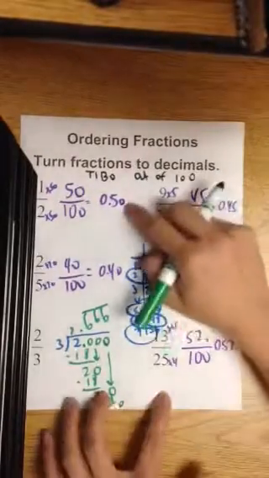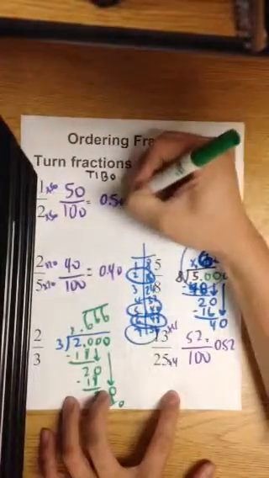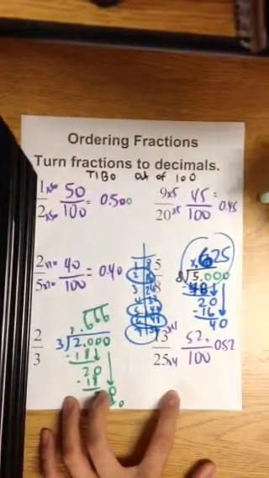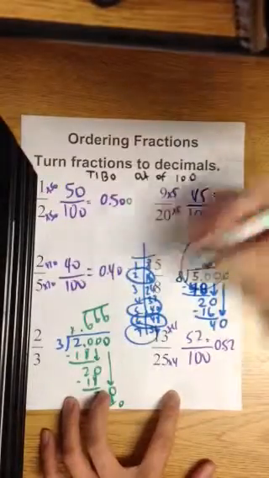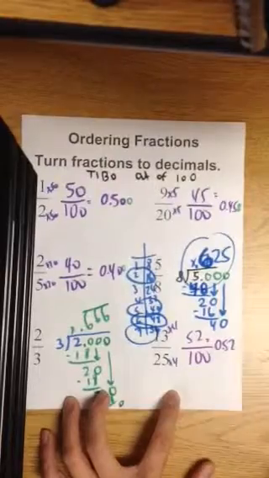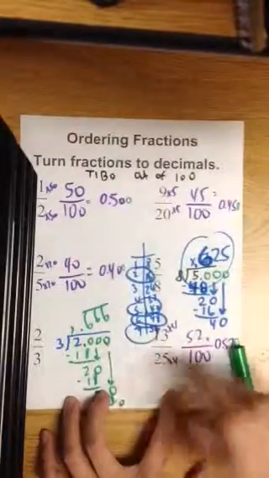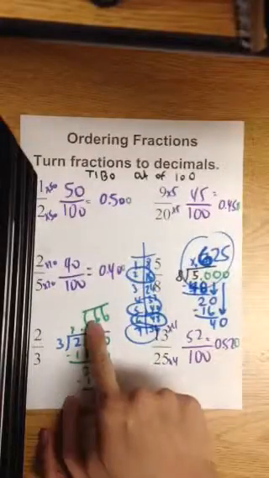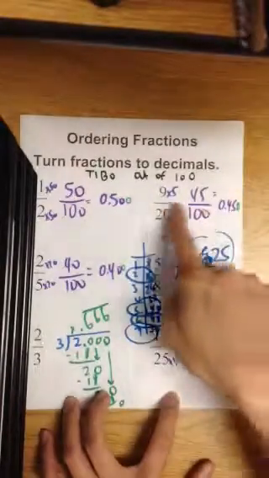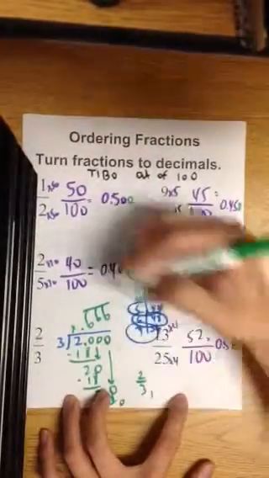I'm going to add some placeholders here into the thousandths. So 50 hundredths is the same thing as 500 thousandths. 45 hundredths is the same thing as 450 thousandths. 40 hundredths is the same thing as 400 thousandths. 52 hundredths is the same thing as 520 thousandths. So which one of these is the least? 666, 400. So 2/3 is the least.